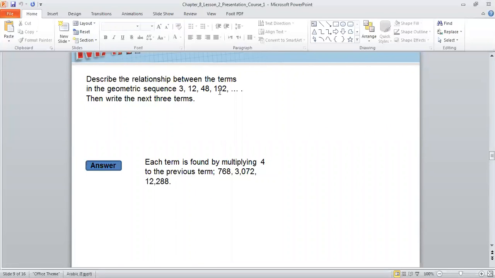So to get the next term after 48, I will multiply by 4. I will multiply 48 by 4. 48 multiplied by 4 is equal to what?